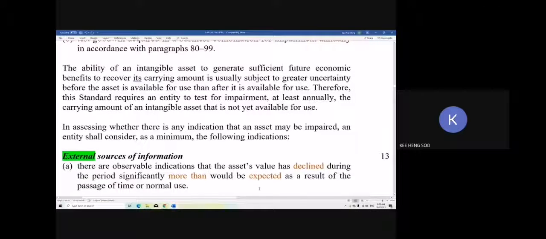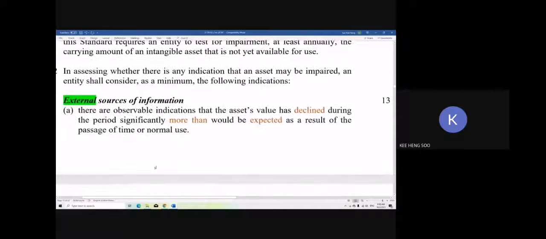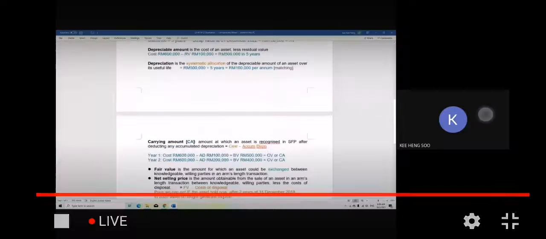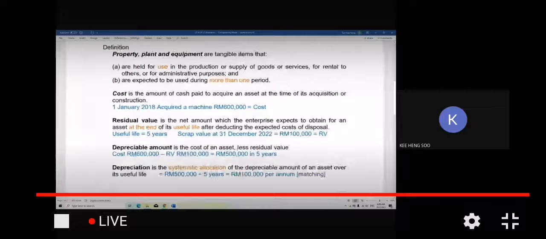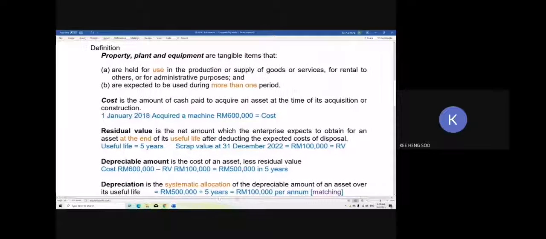The decline is more than expected. Look at here, what is expected? The value of the asset going down more than expected. What is expected? If you remember, this is an example I gave to you. I assume that you got an asset. This is the example that I gave you last week. Can you remember? Last 2 weeks.